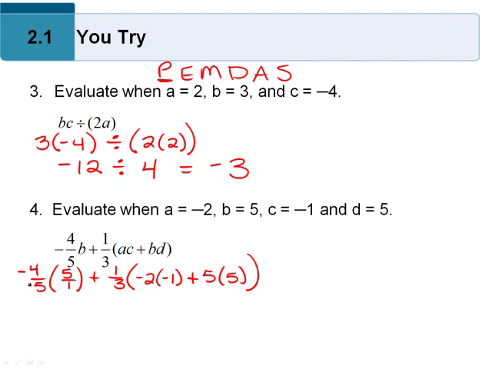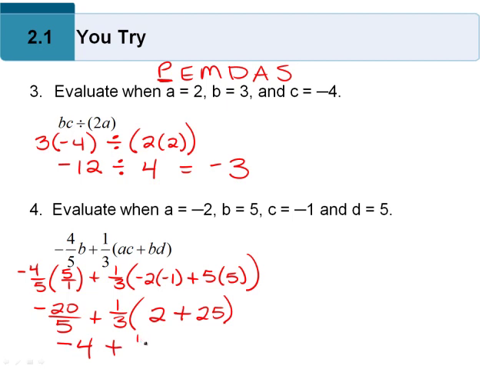So I'm going to start with the multiplication of fractions at the very front. A negative times a positive is going to be a negative, and we just multiply across the top and bottom. So we get 20 over 5 plus, bring down the 1/3. Now I want to multiply in my parentheses. So a negative 2 times negative 1 is positive 2. 5 times 5 is 25. Okay, so now I want to go back and simplify that fraction, the 20 over 5. Negative 20 divided by 5 is negative 4. Nice whole number, or at least a nice integer.